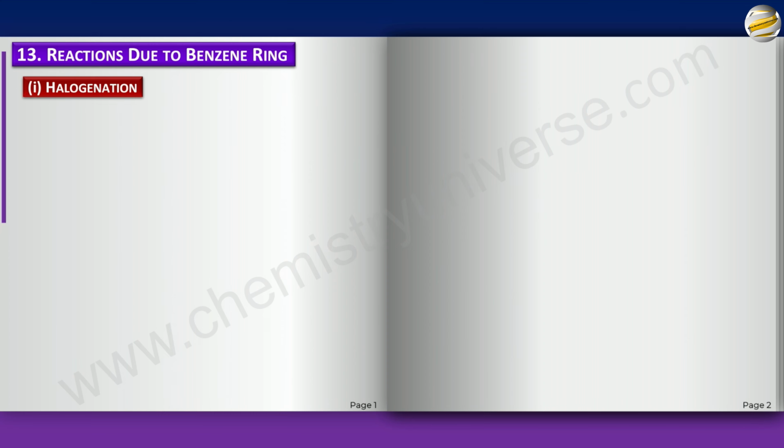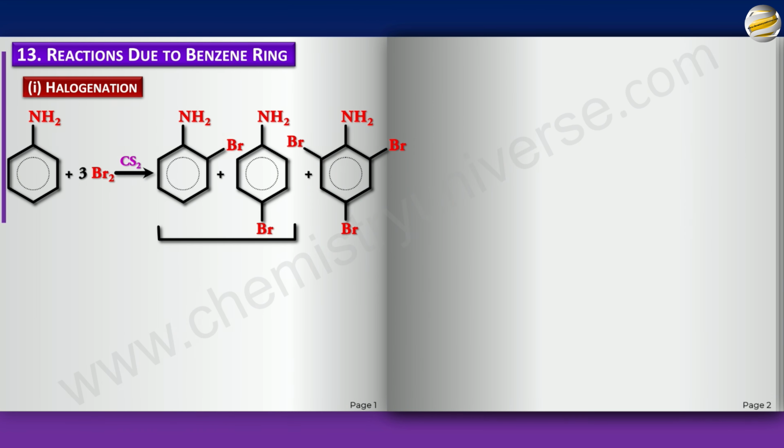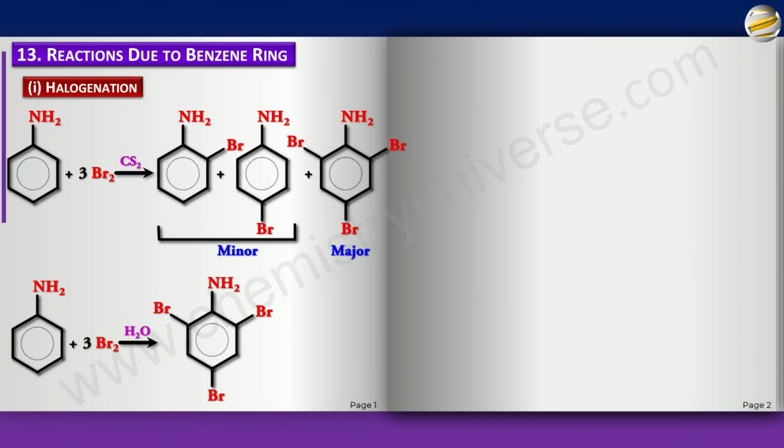Now we have done all of this in electrophilic aromatic substitution. I'm just recapping all of this. So remember, when you have aniline reacting with bromine in the presence of carbon disulfide, you will get ortho-bromoaniline, you will get para-bromoaniline, but majorly you will get tribromoaniline. And these two are minor and this is major. But instead of CS2, if you take a more polar solvent like water, then mono won't be formed, only the tri is formed.